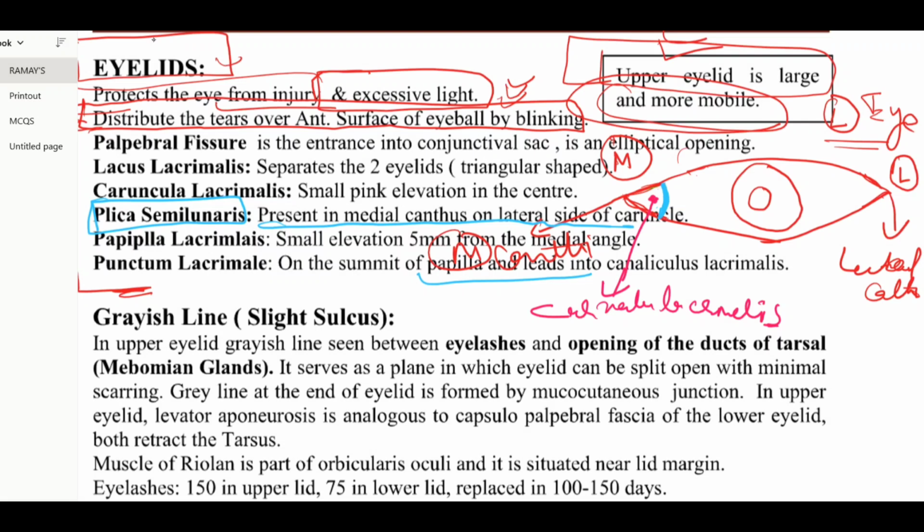And this triangular shaped structure now formed, this one, which separates the two eyelids, is known as the lacus lacrimalis. Okay, this one is the lacus lacrimalis. It separates the two eyelids, a triangular shaped structure.